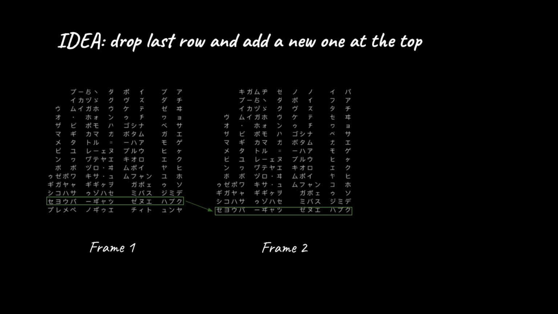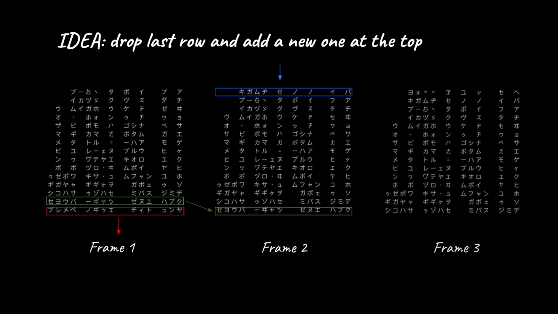So what we're gonna do when we move from one frame to another is to drop the row at the bottom. On the other hand, we're gonna add a new row at the top of the new frame. So for example, when we display frame number 3 here, we can see that the last row is not the same, and that's because we have to drop the last row in frame number 2, and at the top we're gonna get a new one.